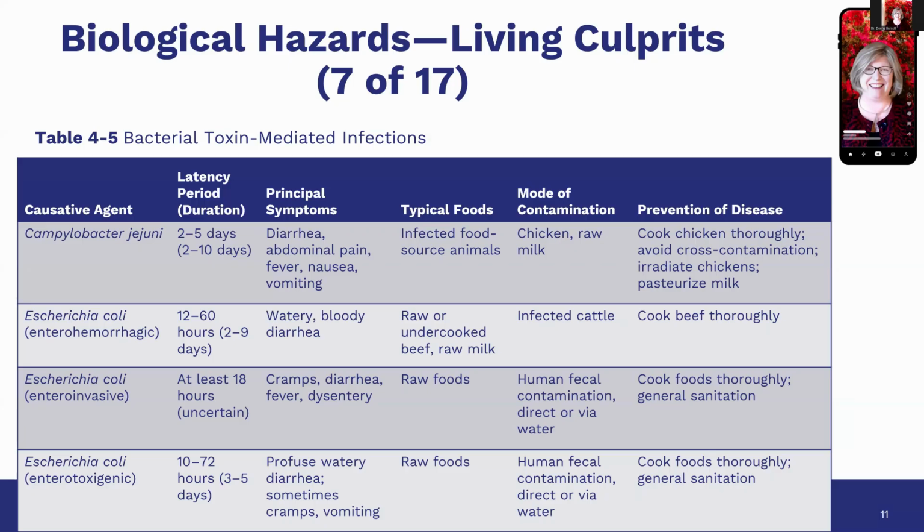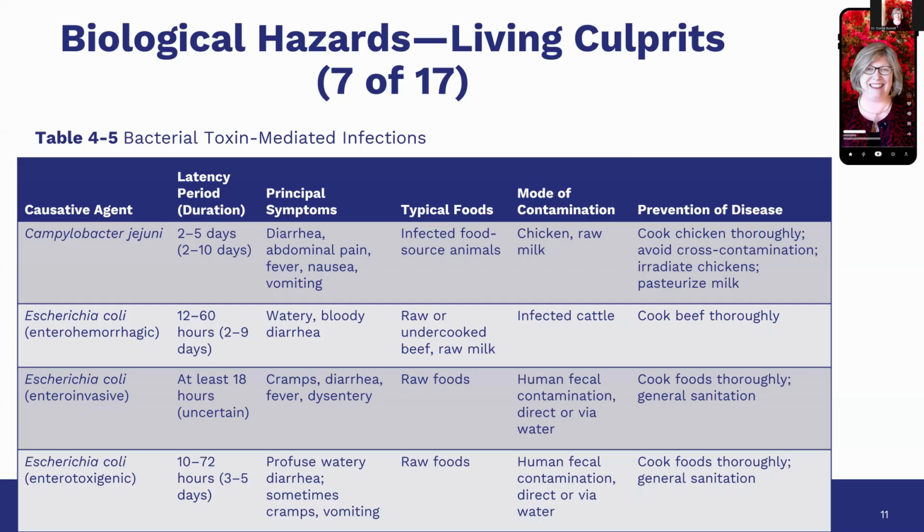When we look at the principal symptoms, we see some commonality here with diarrhea, abdominal pain, fever, nausea, cramps, dysentery, watery diarrhea. So these are pretty similar, affecting the intestinal tract. Your typical foods would be infected food-sourced animals, raw or undercooked beef, raw milk, raw foods. Well, that's a lot of different items to be raw food. And this is because the mode of contamination is going to be human fecal contamination or infected cattle or chicken or raw milk.